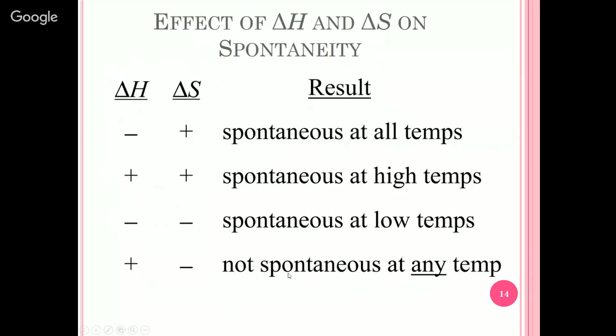Now, not spontaneous at all is when we have something that is both endothermic, which means our surroundings is losing energy and entropy, and then at the same time, our system is also losing entropy. So this will never be spontaneous, which just basically means that this reaction would be spontaneous in the reverse direction.